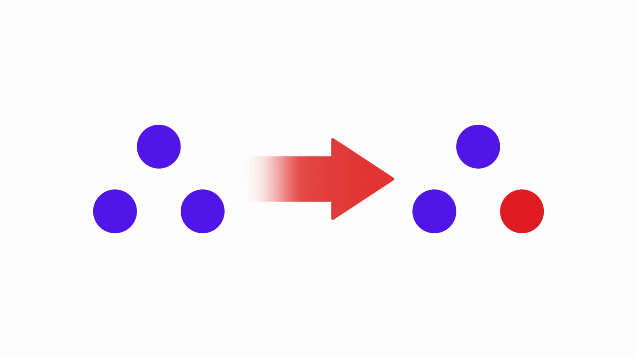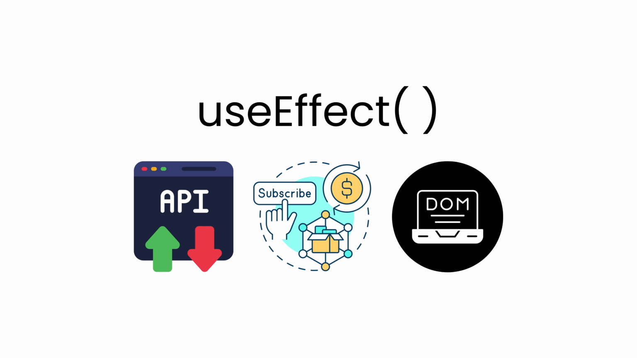The key thing to understand here is that React compares the previous state with the new state and only re-renders when it detects changes, and it gets even better with hooks. The useEffect hook lets us perform side effects, things like API calls, subscriptions, or manual DOM changes.